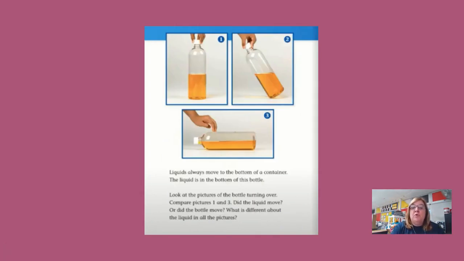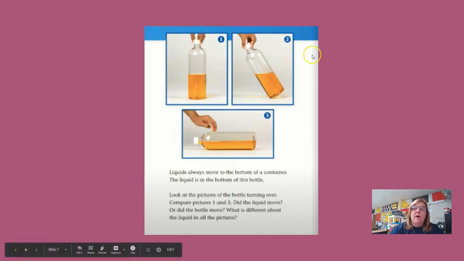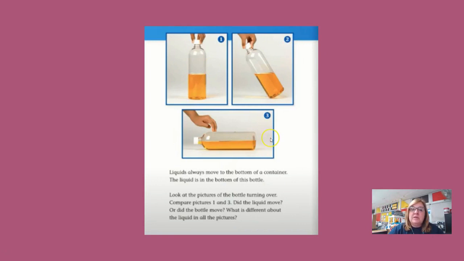Liquids always move to the bottom of a container. The liquid is in the bottom of this bottle. Look at number 1. Look at the pictures of the bottle turning over. So we go from 2 to 3. Did the liquid move or did the bottle move? What is the difference about the liquid in all of these pictures?